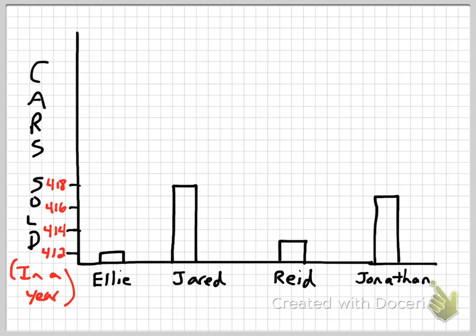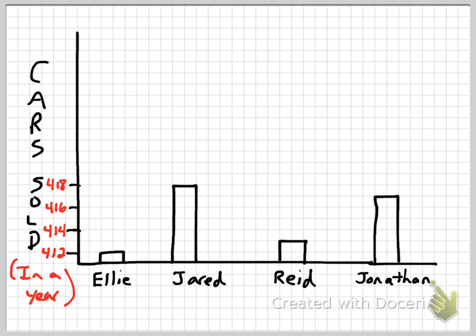How many cars did Jared sell? 418. How many cars did Ellie sell? 412. Was this a whole lot closer than it looked? You see what I'm saying? All of a sudden it looked like Ellie got destroyed, like what are you even doing here? You're awful. And yet, look how close it was. Over the course of a year, it came down to just a few cars. She almost won.